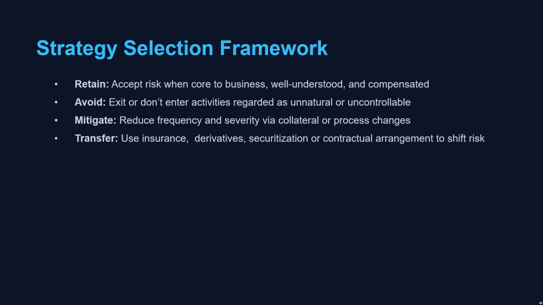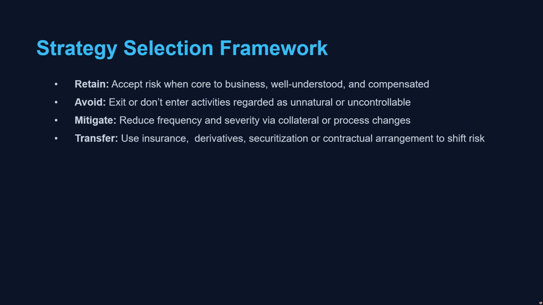Once the firm understands its exposures, it chooses among 4 broad responses: retain, avoid, mitigate, or transfer. We have already discussed these concepts in our previous video, and we do it again here. To retain risk means the firm deliberately keeps it, usually because the exposure is core to its business, well understood, and appropriately compensated. For example, a bank will retain some credit risk because taking credit risk is part of its business model. To avoid risk means the firm exits or refuses an activity because the risk is outside its competence or not fully or adequately rewarded.